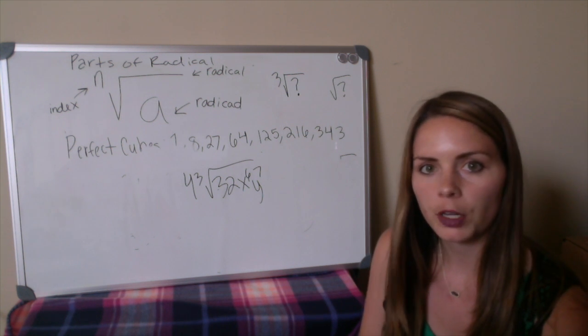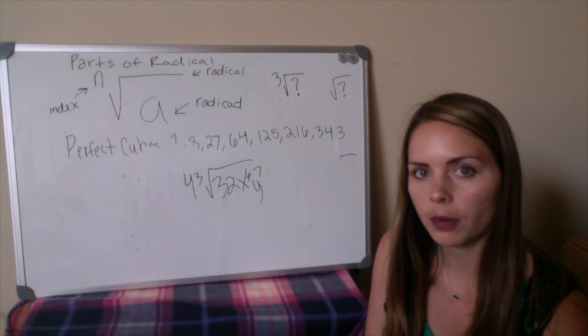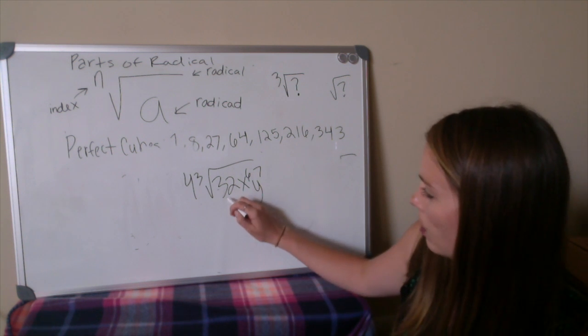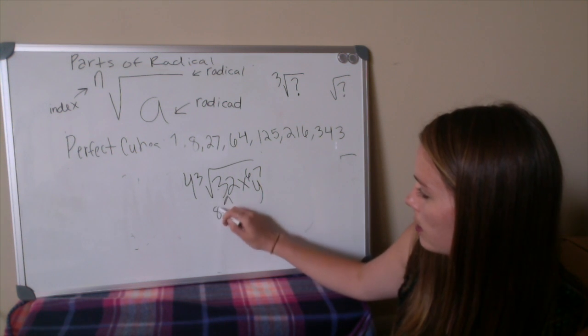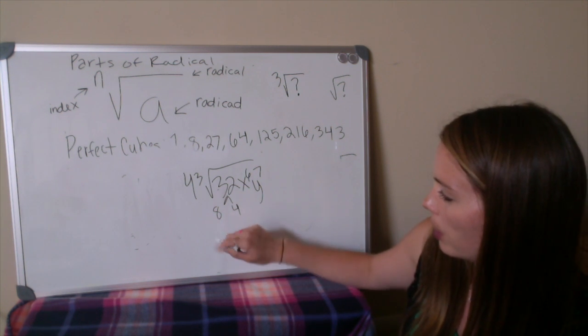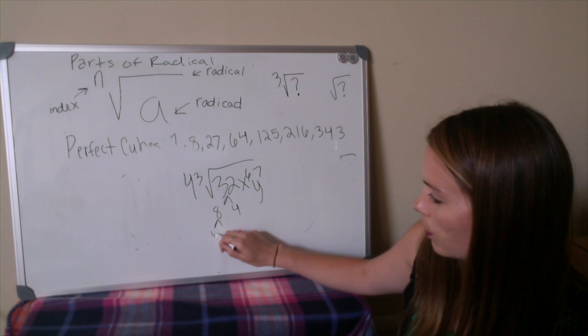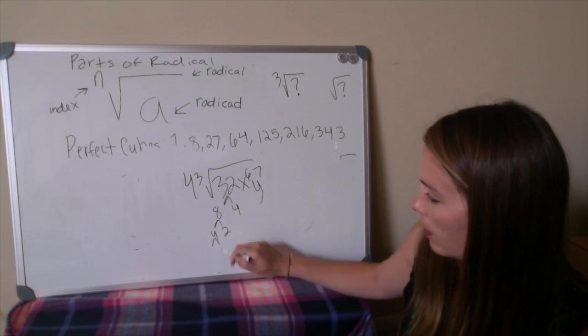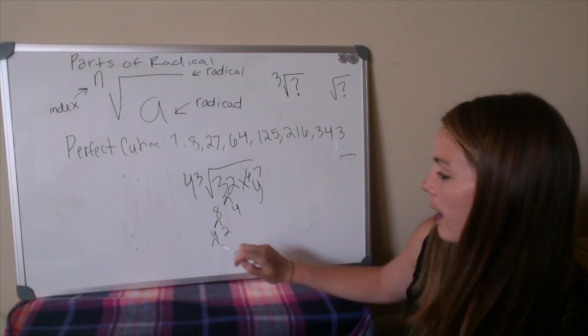Now right here, we don't know the cube root of 32. It's not a perfect cube, so I'm going to break it down. 8 times 4. And you could know the cube root of 8 and think of that right away, but a lot of people forget that, so it's just easier for a lot of people just to break it all the way down. I always say in my classroom, break it down.